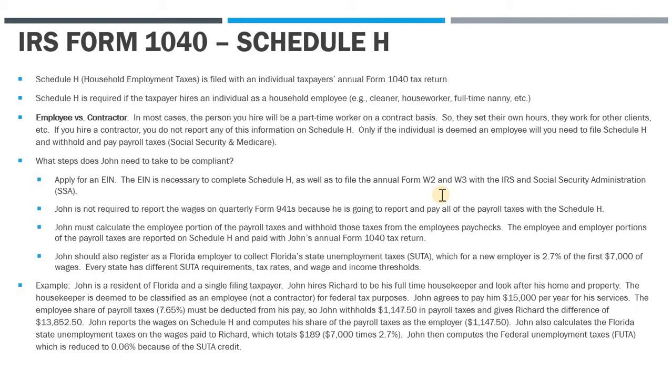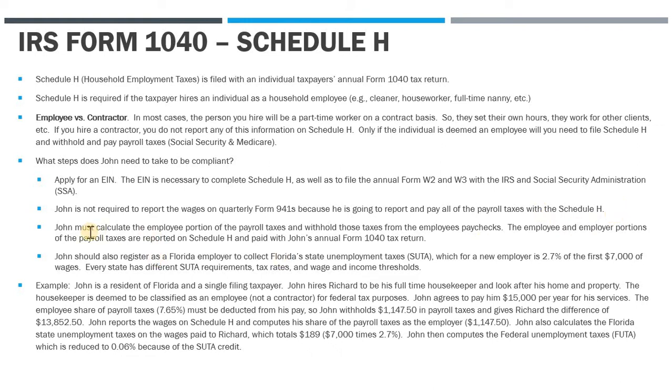Now, the other element here with payroll tax reporting is the Form 941s. Now, typically a business has to file these Form 941s on a quarterly basis to report the wages paid during the quarter and the taxes that are being withheld and paid to the IRS. Now, John can bypass this because he's going to be reporting all of it on Schedule H. Now, he can elect to do the Form 941s if he wants. But if he wants to keep his reporting kind of down and simple and just doing it at year end, he can just opt to report everything on Schedule H and that'll be fine.